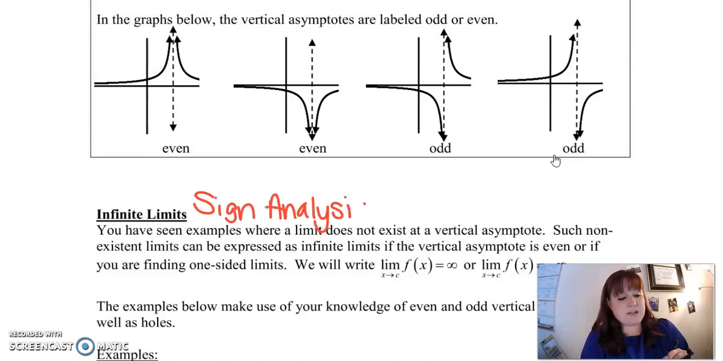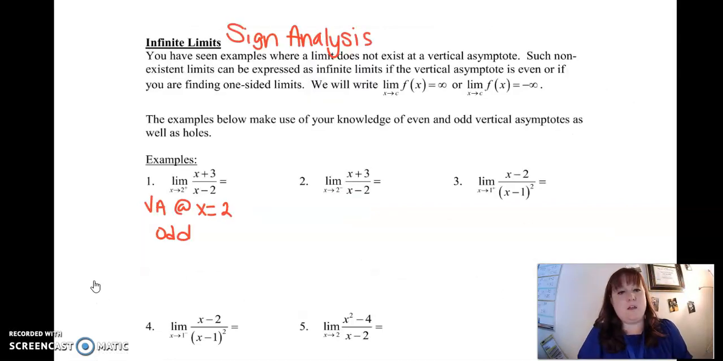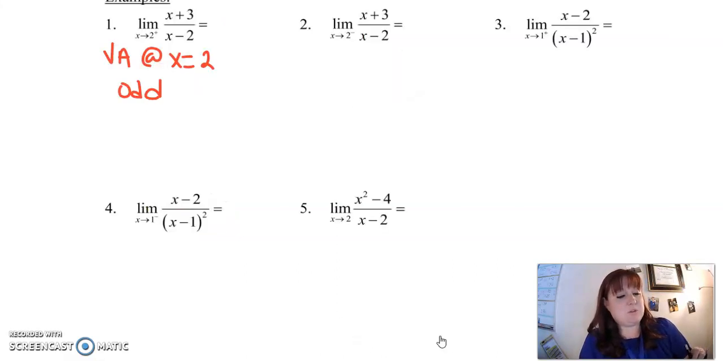Basically with sign analysis, we say, okay, we know it's approaching this asymptote and we know it's either going all the way to positive infinity or it's going all the way to negative infinity. We just need to figure out which one. So we analyze the signs of this limit and decide, is this function going to be positive or is the function going to be negative? So on this one, what's going on as x approaches 2 from the right? So we're looking at numbers that are just slightly bigger than 2. So we can pick some numbers that are slightly bigger than 2.